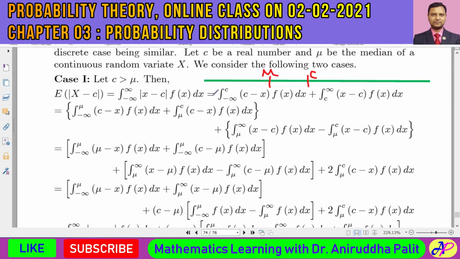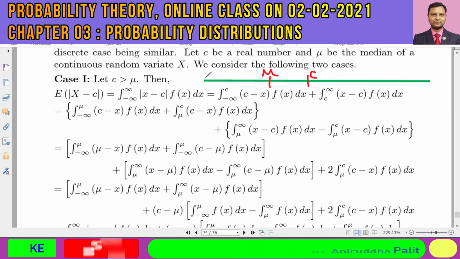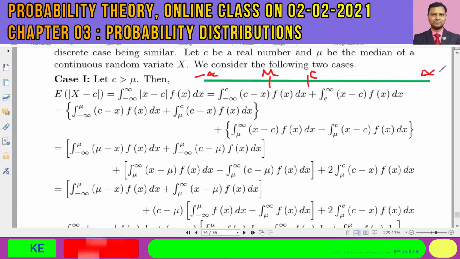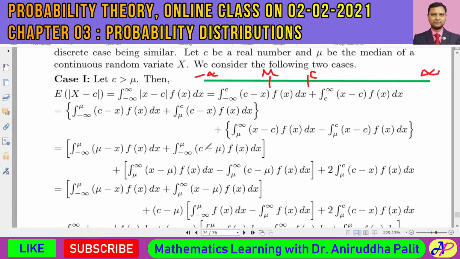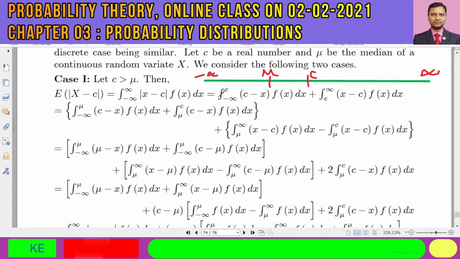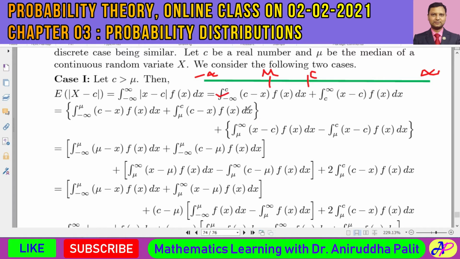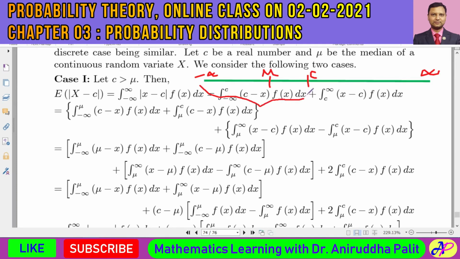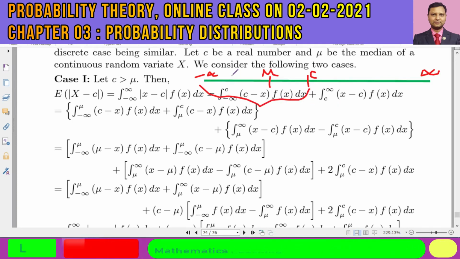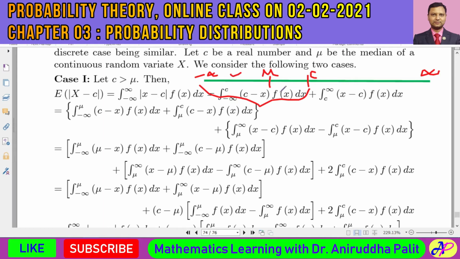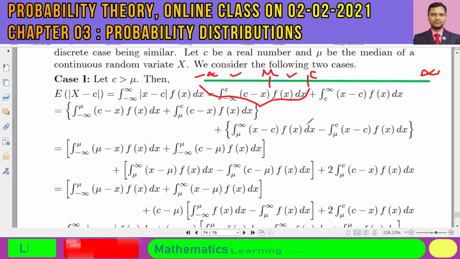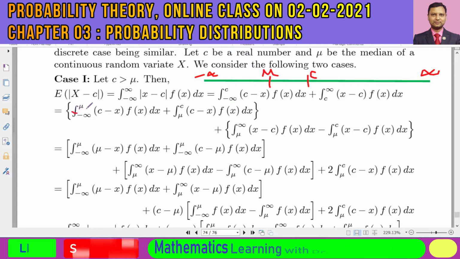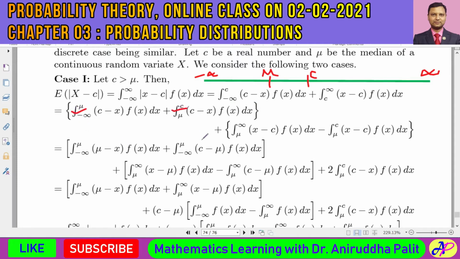Now, this is actually our minus infinity, and this is our plus infinity. Now you see this integral from minus infinity to c. This range can be decomposed into this kind of segment: minus infinity to mu and then mu to c. So that is the decomposition that I have used: minus infinity to mu and then from mu to c.